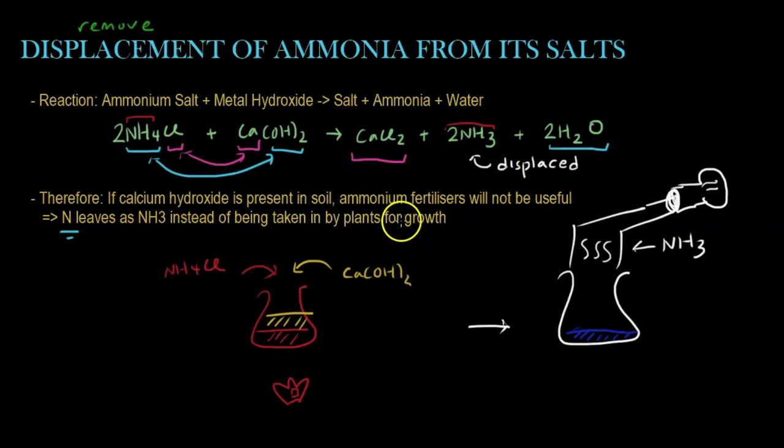Without the nitrogen present, because it's being given away, displaced, the plants cannot take in the nitrogen for their growth. So if you already have calcium hydroxide in the soil and you add in ammonium fertilizer, nothing will happen. The plants will not grow faster or better because the reaction takes place, and that's why you will not get what you want, which is for the plants to take in nitrogen. And that is all for ammonia.